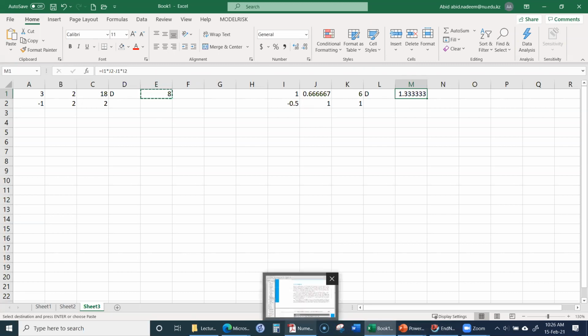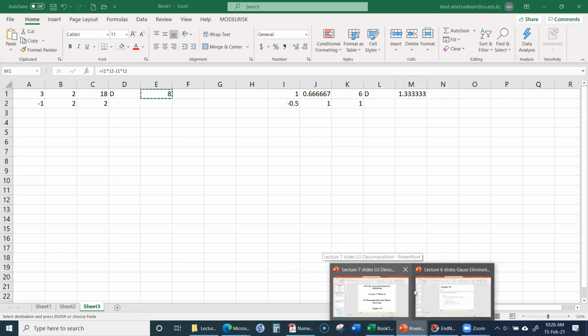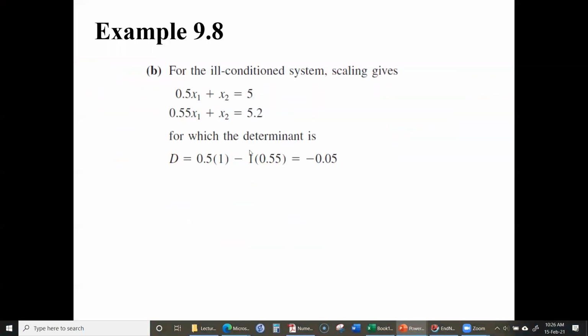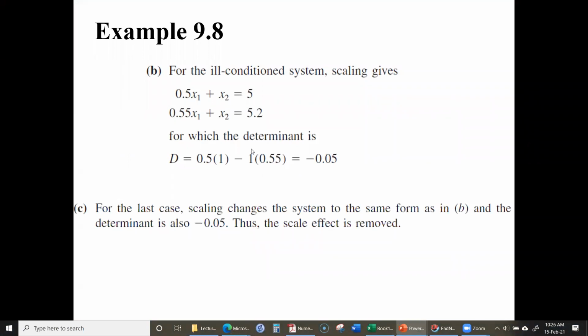So we go back to this PowerPoint, and here we can see that the determinant will change. So the scaling, the changes to the system, will change the determinant. However, will it change the solution of the system? This is my question to all of you. By scaling, will the solution of the system change?